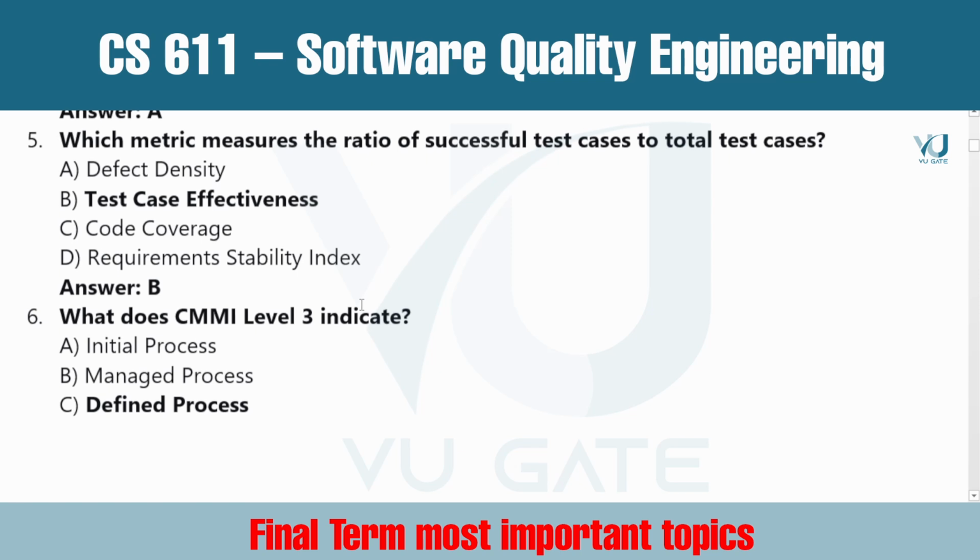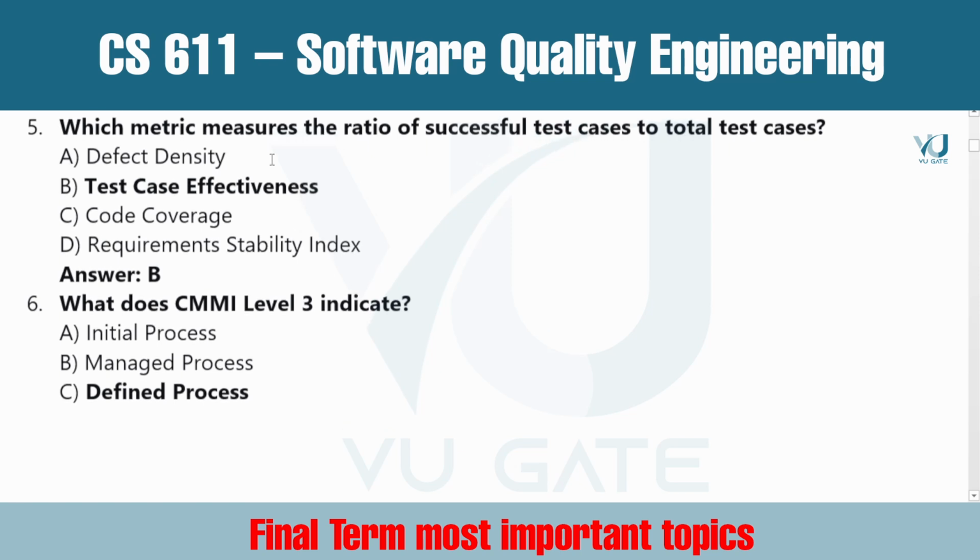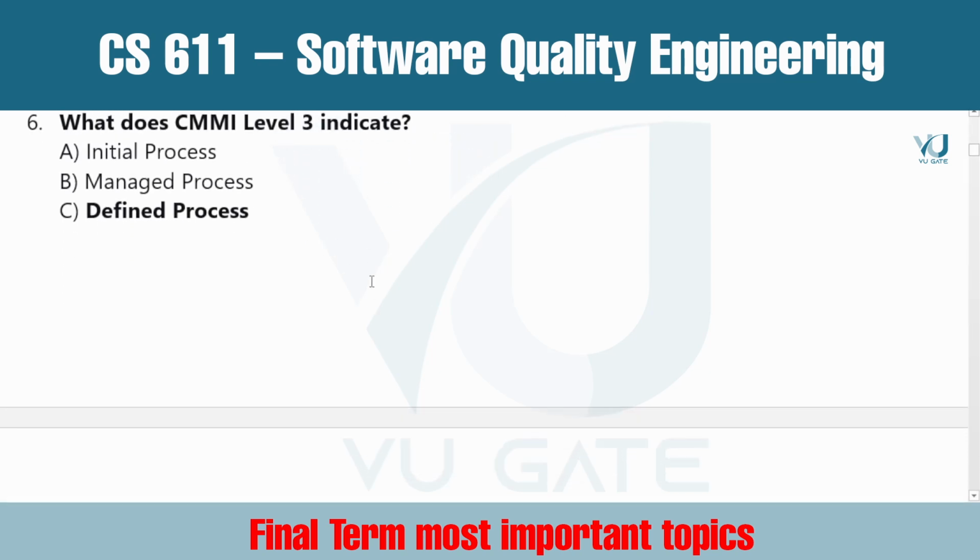Question 5. Which metric measures the ratio of successful test cases to total test cases? The correct answer is option B, test case effectiveness. Question 6. What does CMMI Level 3 indicate? The correct answer is option C, defined process.